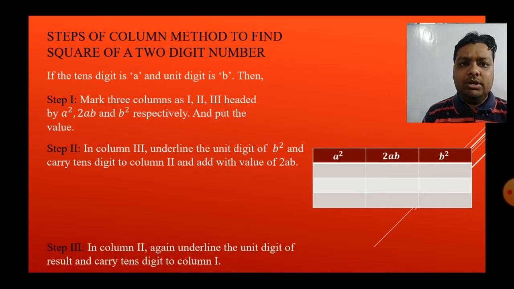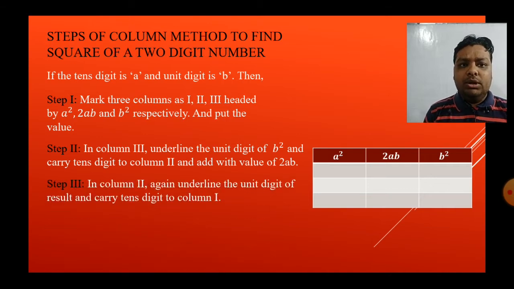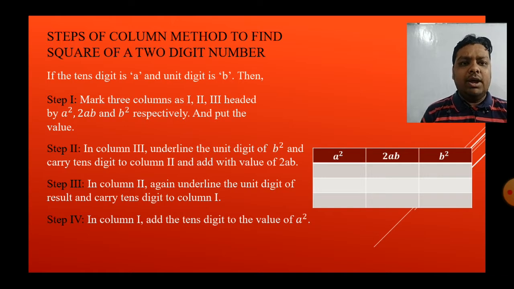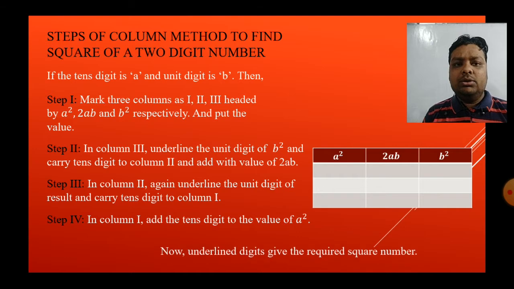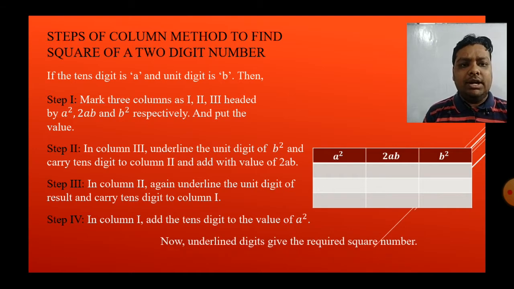Now in step 3, we again underline the unit digit of the result of 2AB and carry the tens digit to column 1, and we add it to the value of A square. Here the underlined digits give the required square number. Okay, students, so let's see how it works. Let's see one example.